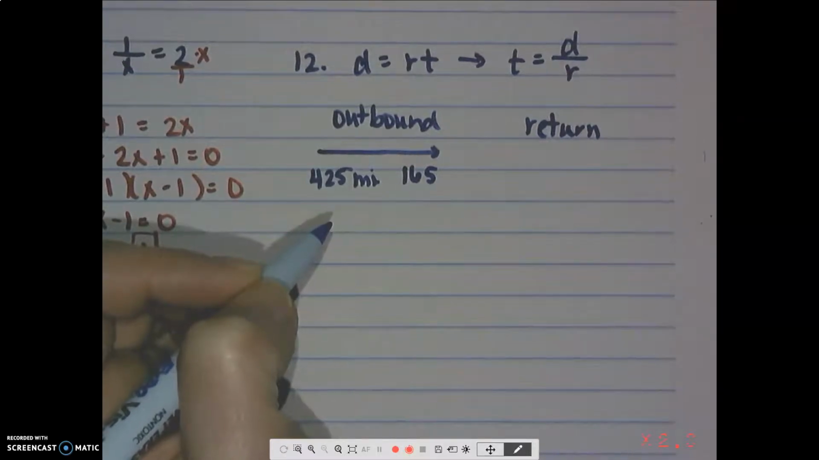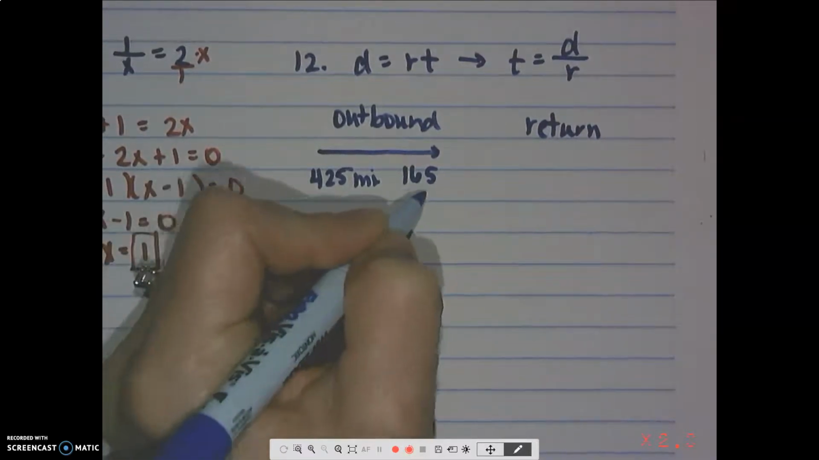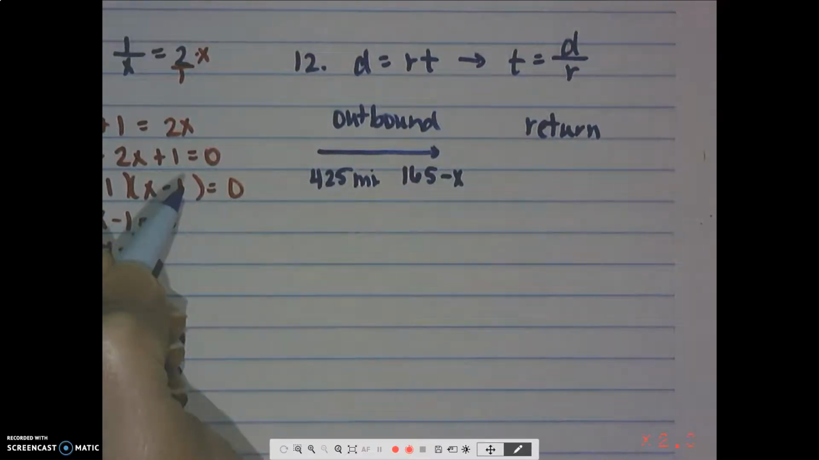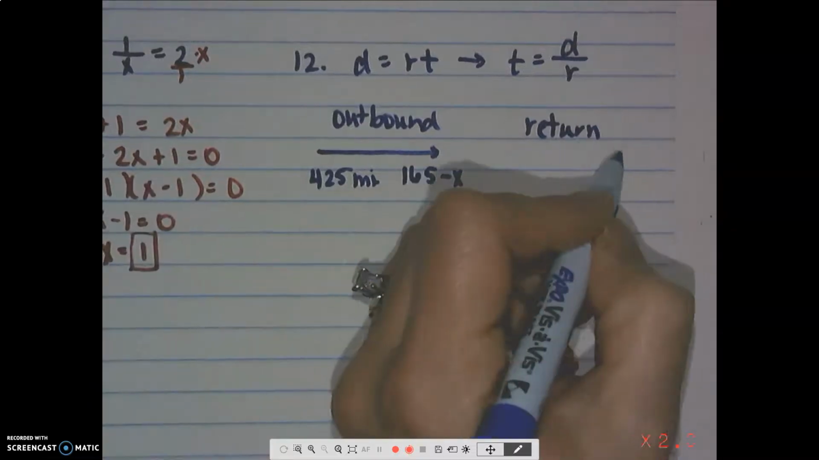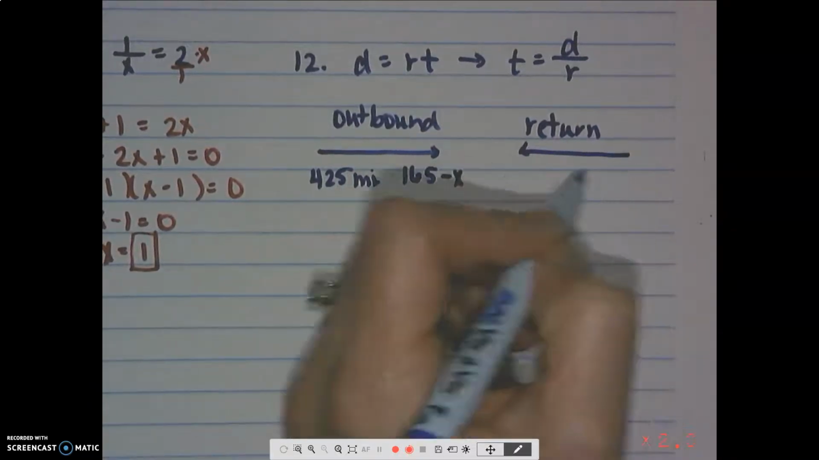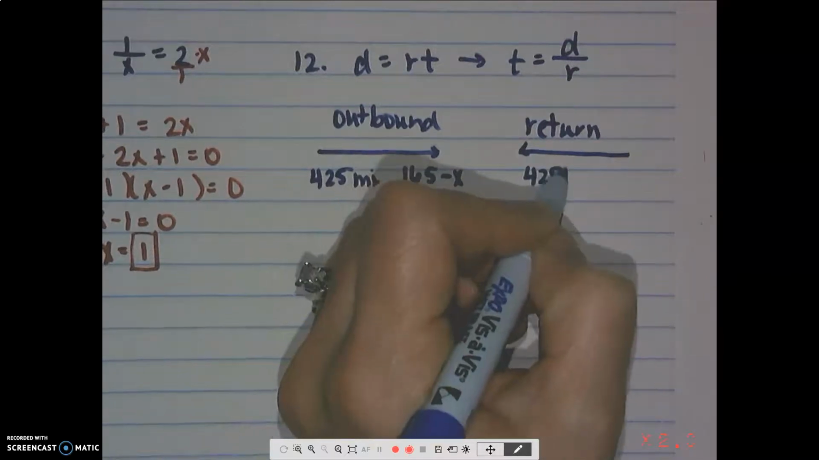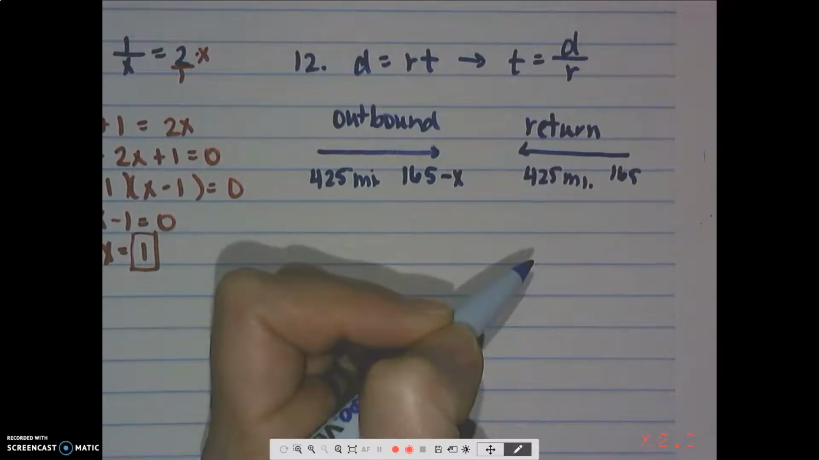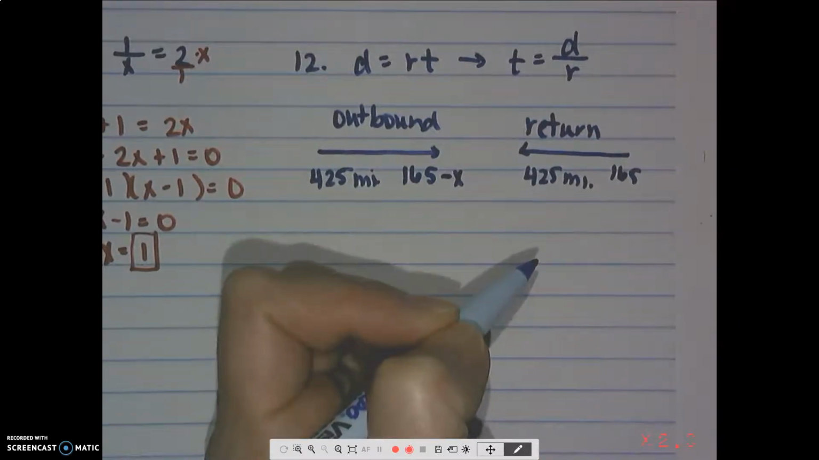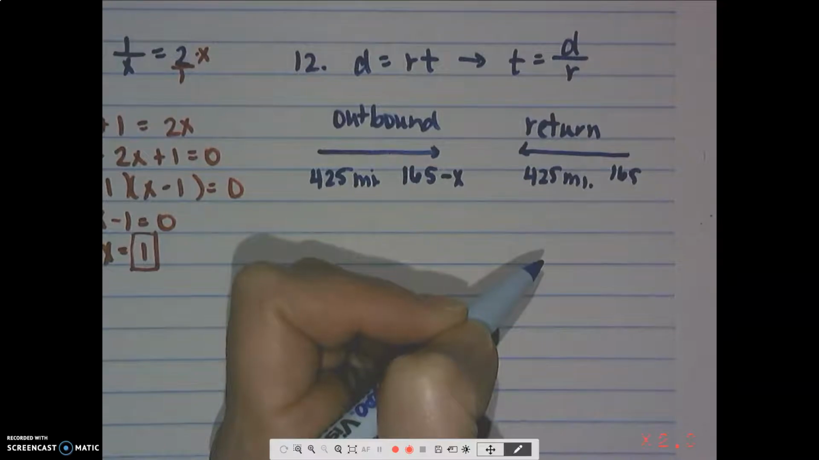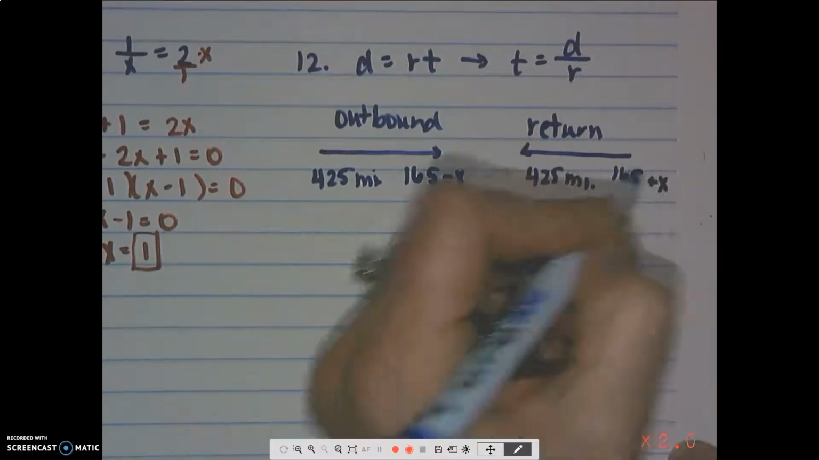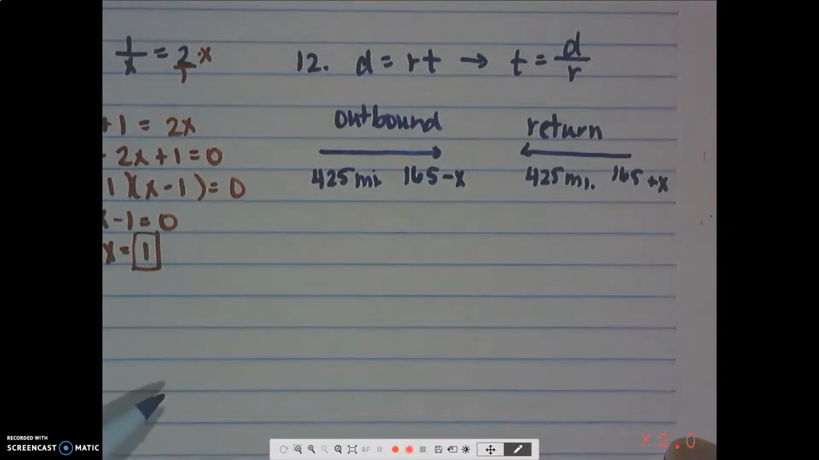And since it's a headwind, is that going to make me go faster or slower? So it's going to make me go slower. So I'm going to subtract X from that 165. On our return trip, we're going back those same 425 miles. In this case, I have 165 miles an hour still, but it's a tailwind and it's actually helping me along. That means that it's going to increase my speed by whatever that wind speed happens to be.